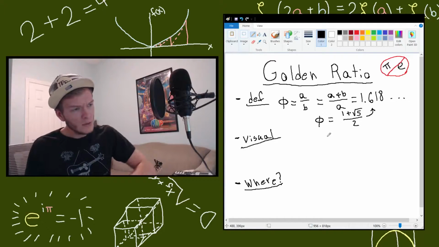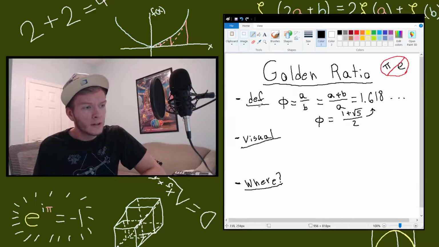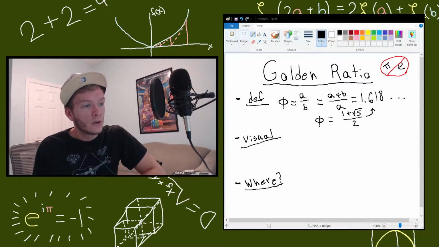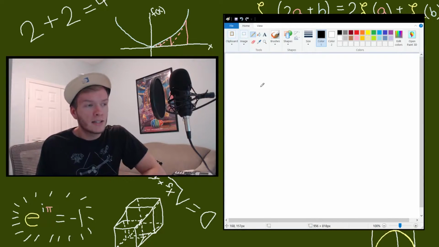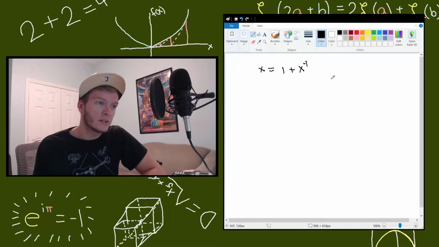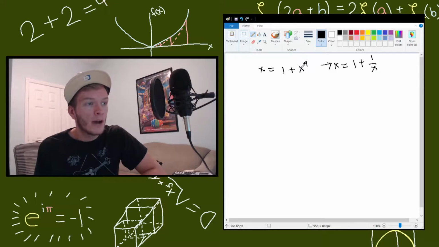One cool thing that I just realized the other day is that there's another way you can define this. We're going to get back to these, but I'm going to clean the sheet out so we can get some more writing in here. If you solve the equation x is equal to 1 plus x to the negative 1, you actually get the golden ratio. This could also be written as x is equal to 1 plus 1 over x, for those of you who don't know what negative powers are.